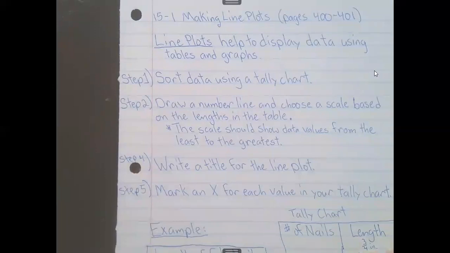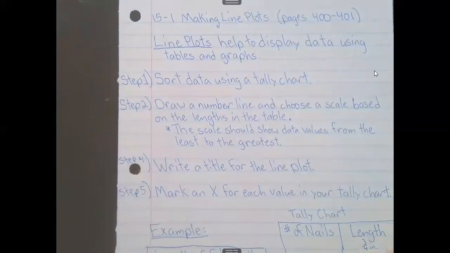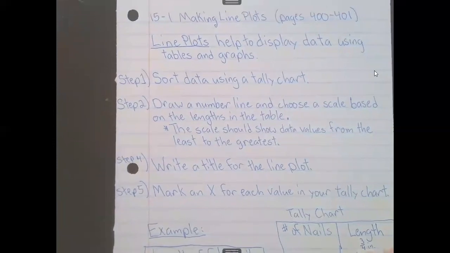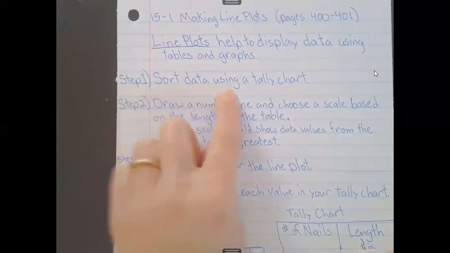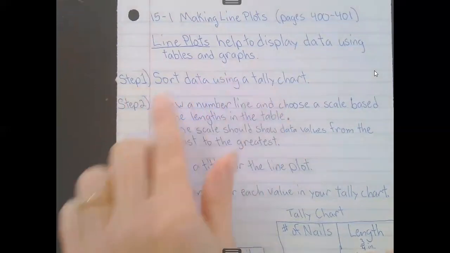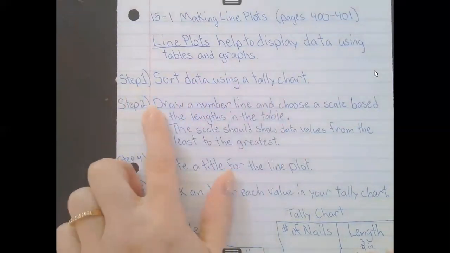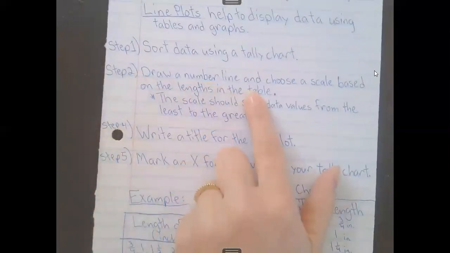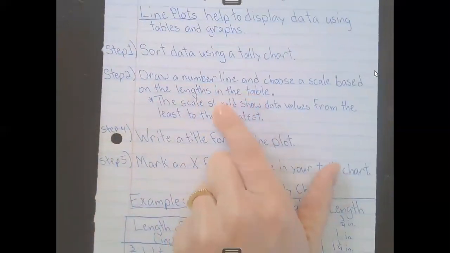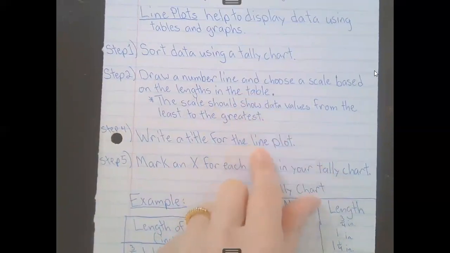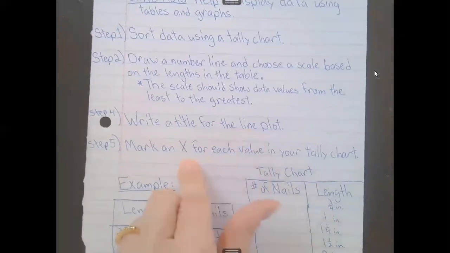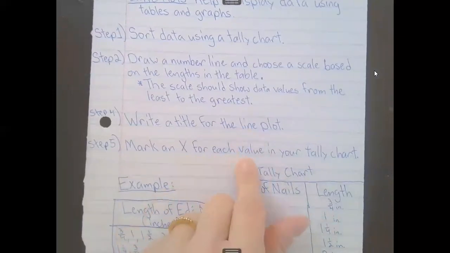At any time, please stop the video to make sure that you can write down your notes. So step 1, you're going to sort the data using a tally chart. Step 2, you'll draw a number line and choose a scale based upon the lengths in the table. The scale should show the data values from the least to the greatest. Then you'll write a title for your plot, and then you'll mark an X for each value in your tally chart.